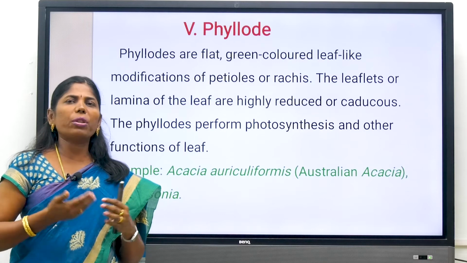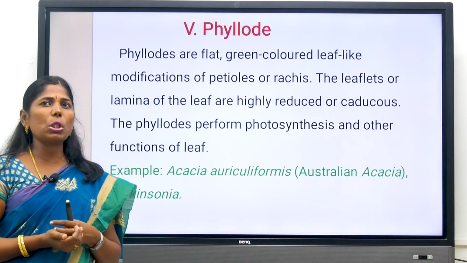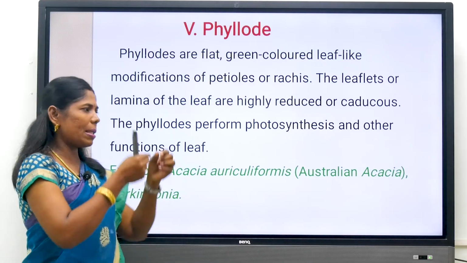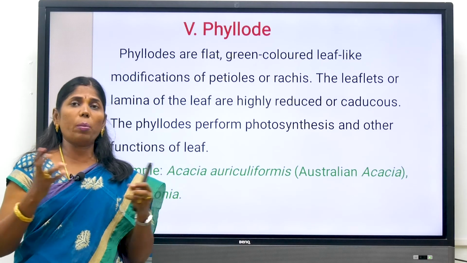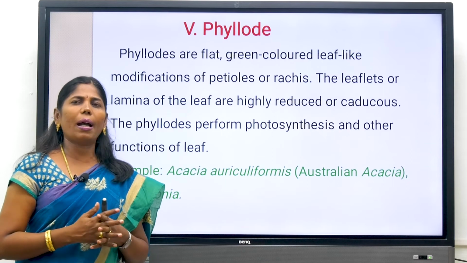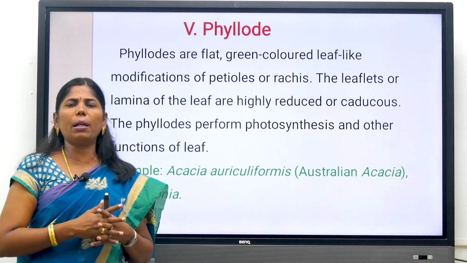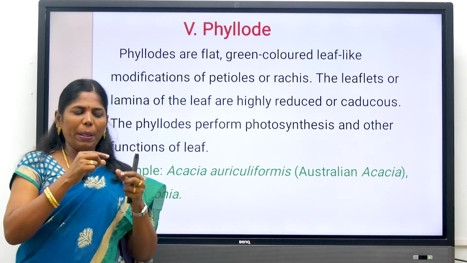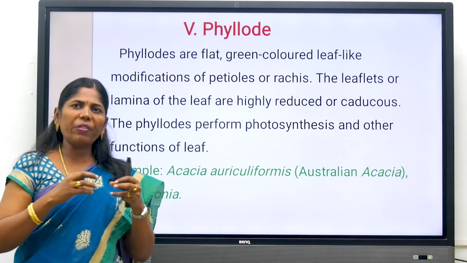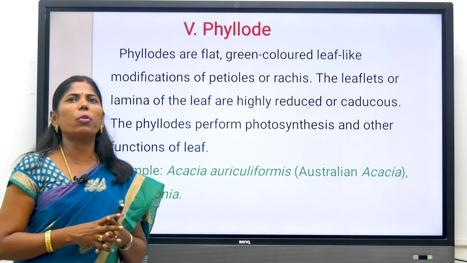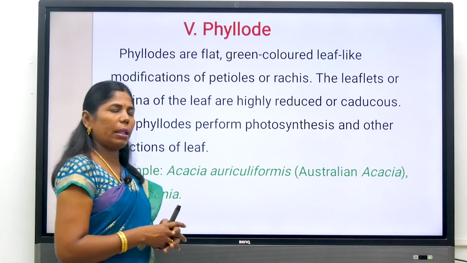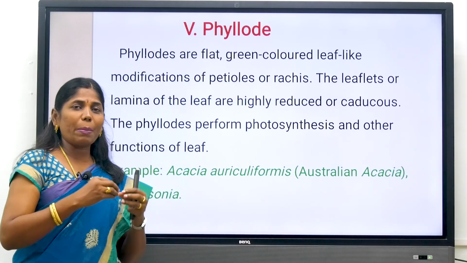So that is carrying out the function of photosynthesis. Okay, the petioles or rachis. Rachis means the main branches of the leaves. From the rachis we can see so many leaves are there. The leaflets or lamina are highly reduced, so the petioles are broad. The leaf is not clearly visible, but the petioles are very clearly visible, which is involved in photosynthesis. That is the main function.